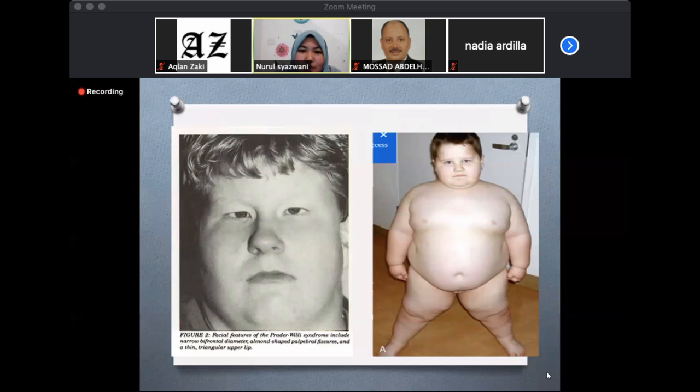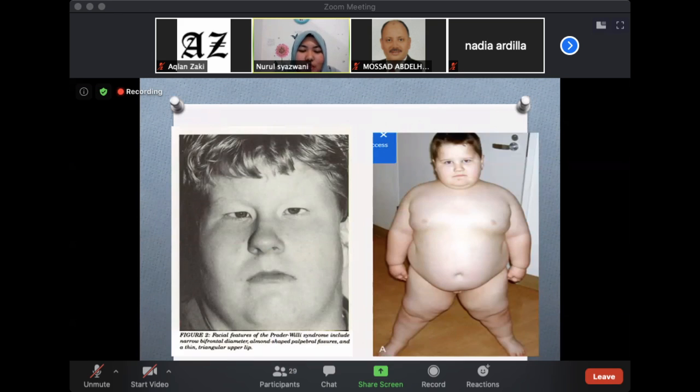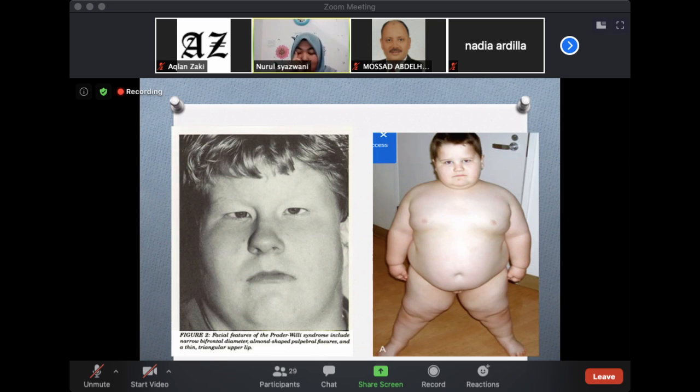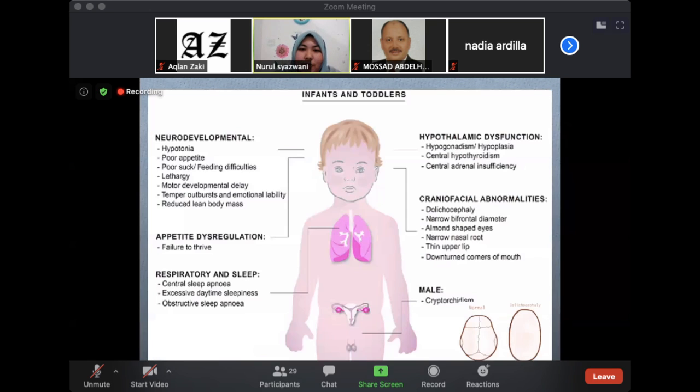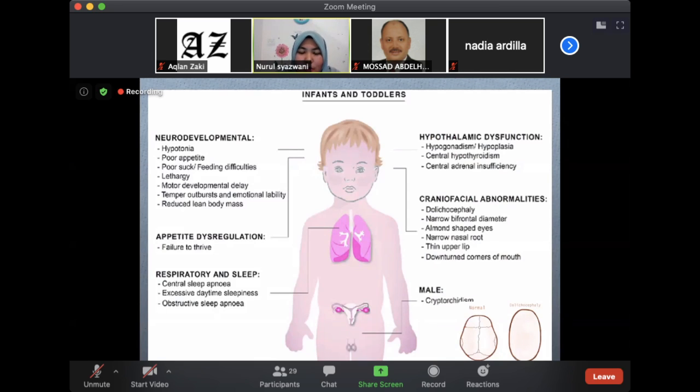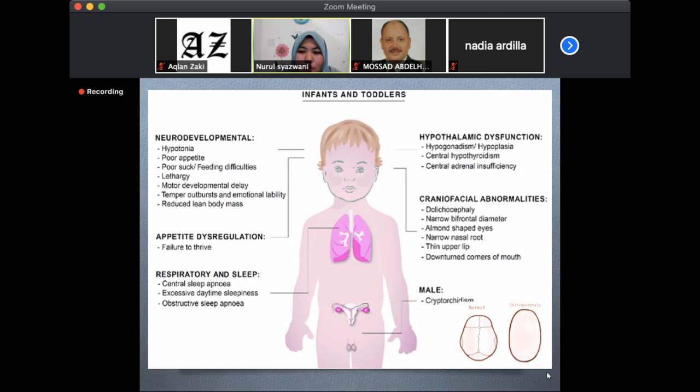Okay, this picture shows some features of Prader-Willi syndrome. You can see at the face there is a narrow bifrontal diameter, almond-shaped palpebral fissures, and a thin triangular upper lip, and the patient looks obese. These are other features of Prader-Willi syndrome that we can see.